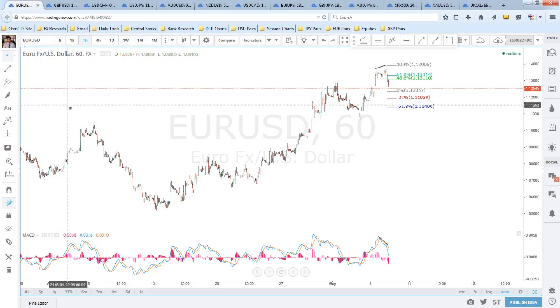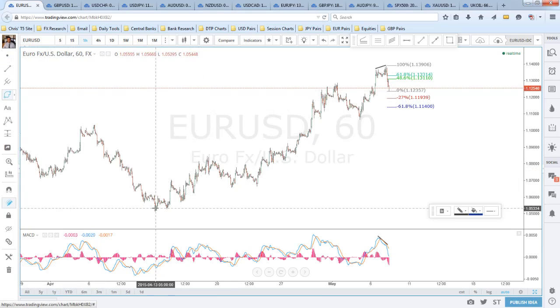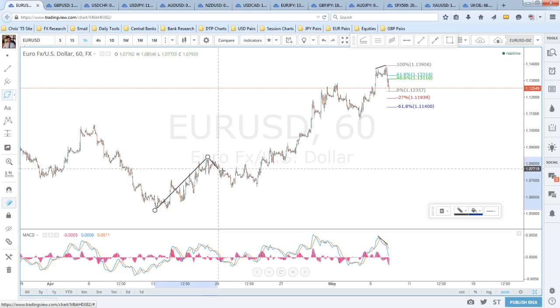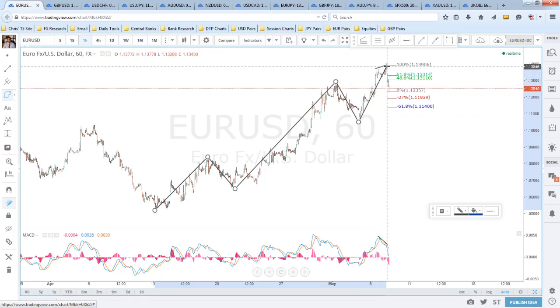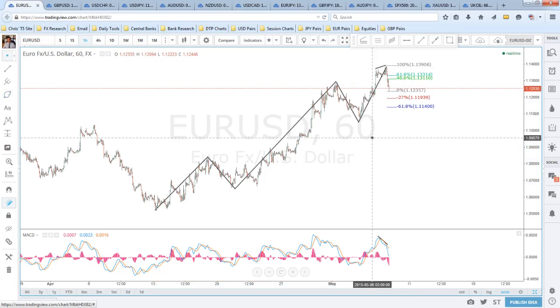Let me get, as soon as I find my drawing tool that I want here. Okay, here we go. This right here is a cycle. Okay, this is a rally cycle. Here is a corrective cycle. Here is another cycle. Here's a pullback cycle. Here's another cycle. So these are all examples of cycles.